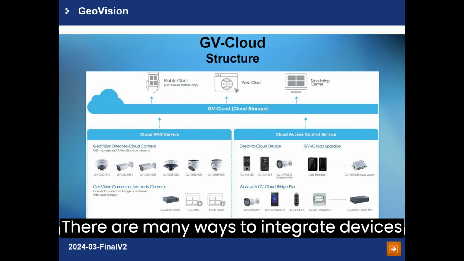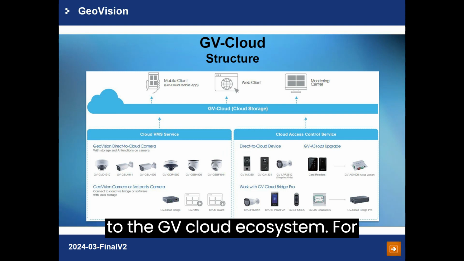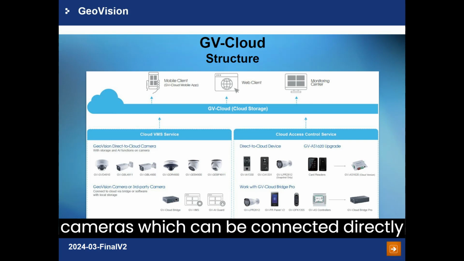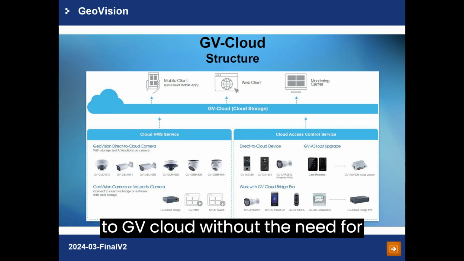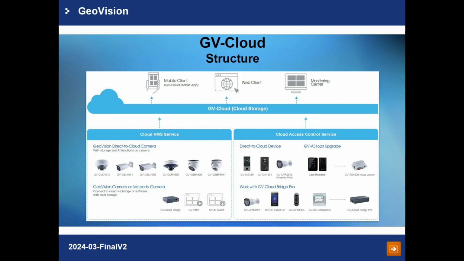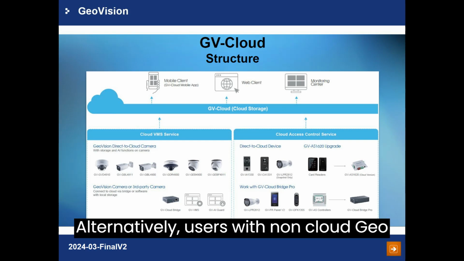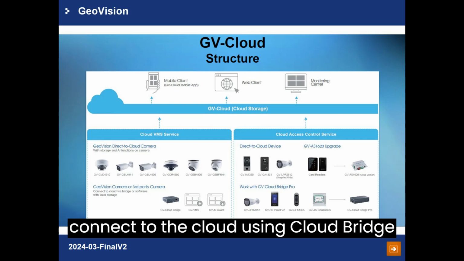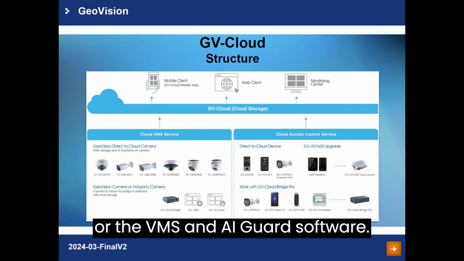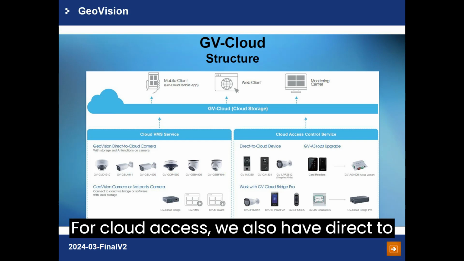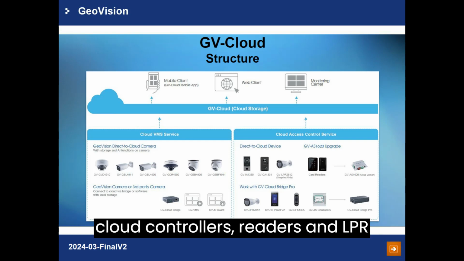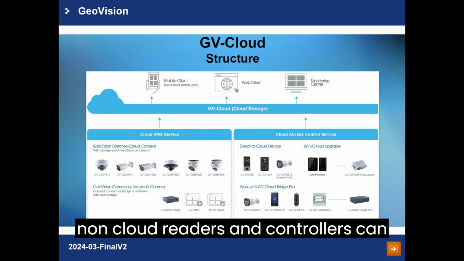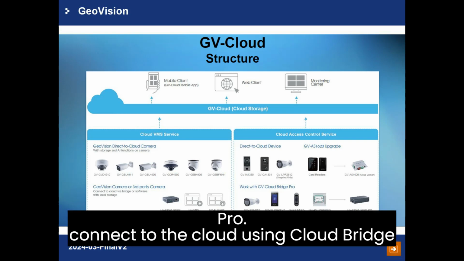There are many ways to integrate devices to the GV-Cloud ecosystem. For Cloud VMS, we have direct-to-cloud cameras which can be connected directly to GV-Cloud without the need for additional software or hardware. Alternatively, users with non-cloud Geovision cameras or third-party cameras can connect to the cloud using Cloud Bridge or the VMS and AI Guard software. For cloud access, we also have direct-to-cloud controllers, readers and LPR cameras. Users with non-cloud readers and controllers can connect to the cloud using Cloud Bridge Pro.